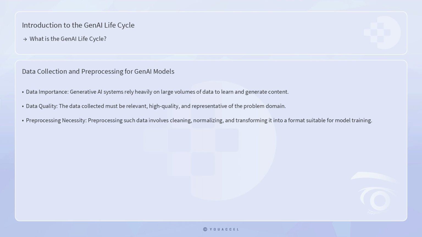Following the identification phase is data collection and pre-processing, which is critical for the success of GenAI models. Generative AI systems rely heavily on large volumes of data to learn and generate content. The data collected must be relevant, high quality, and representative of the problem domain. For example, training a GenAI model for medical diagnosis requires diverse medical data, including patient records and diagnostic images. Pre-processing such data involves cleaning, normalizing, and transforming it into a format suitable for model training, ensuring that the model's outputs are accurate and reliable.